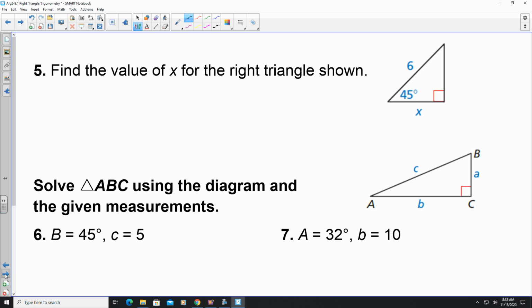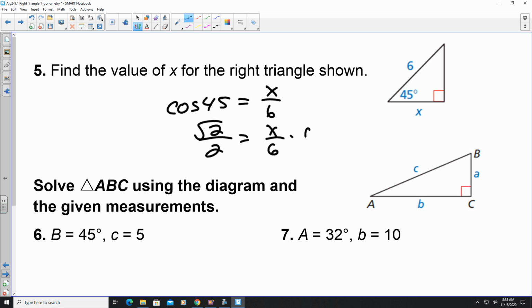Here with 5, it's 45 degrees. We have adjacent and hypotenuse. In this case, the cosine of 45 degrees equals x over 6. Cosine of 45 is square root of 2 over 2. That equals x over 6. Multiply 6 to both sides. So x is going to be equal to 3 times the square root of 2.